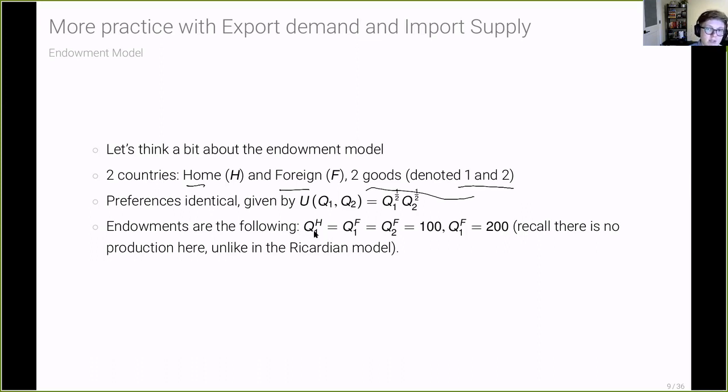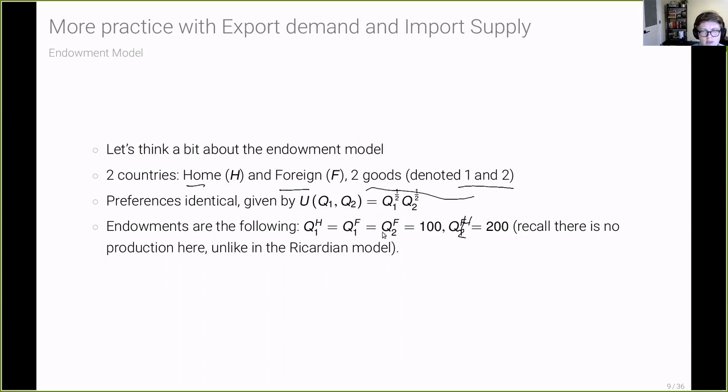Now, what's specific to the endowment model is that we don't have labor that can produce goods. At the beginning of the model, we're just endowed with a certain amount of goods 1 and 2, and that just comes down, and there's nothing we can do about it. I thought I fixed this typo, but this should say the production of good 2 in home.